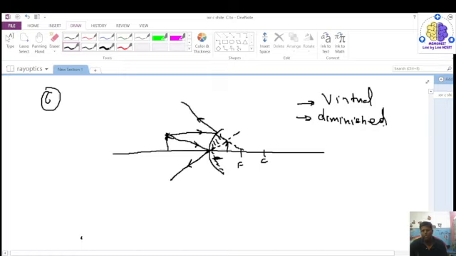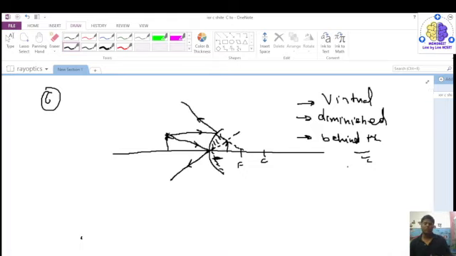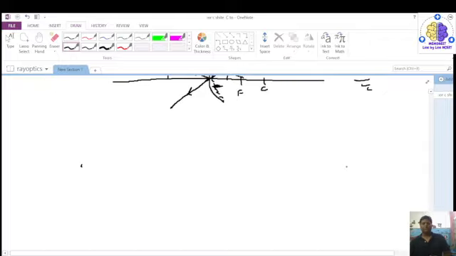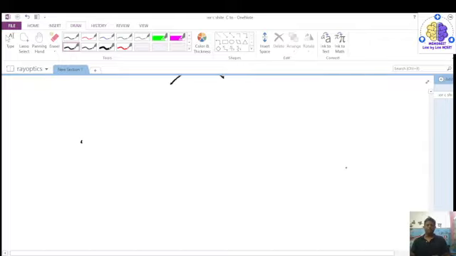It would be diminished, right? So the image formed by a convex mirror, whatever be the position of the object, will always be virtual and diminished, and obviously if it is a virtual image, it will be formed behind the mirror. Behind the mirror, right? So this is the only image formation for your convex mirror. This is how the image has been formed.